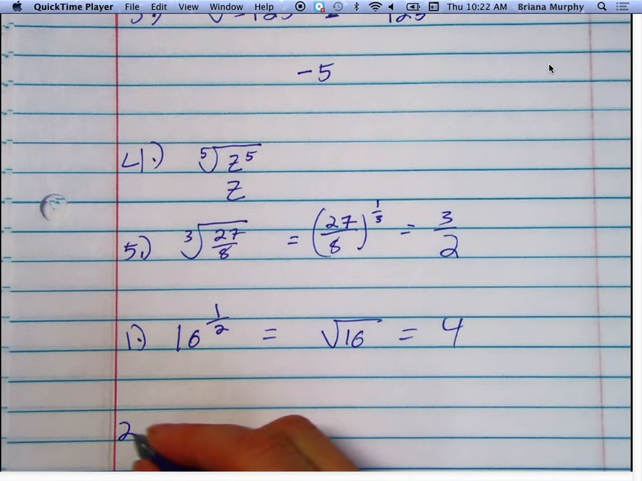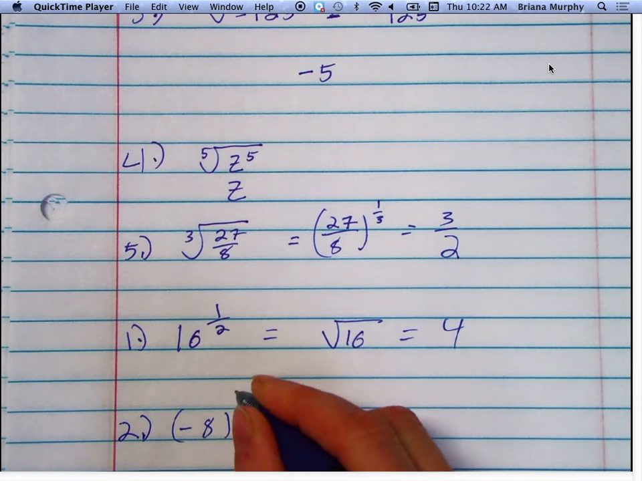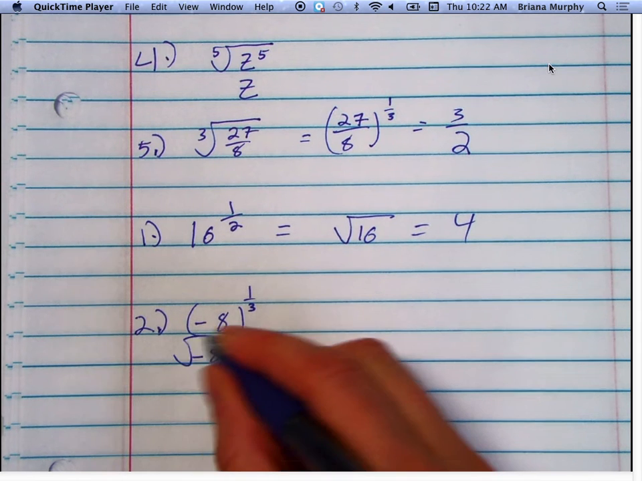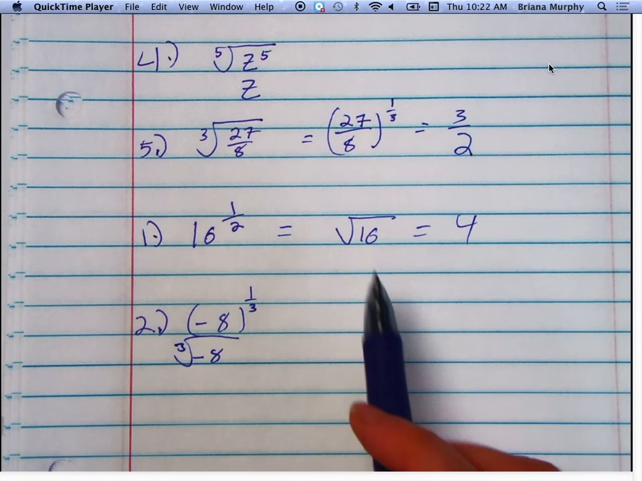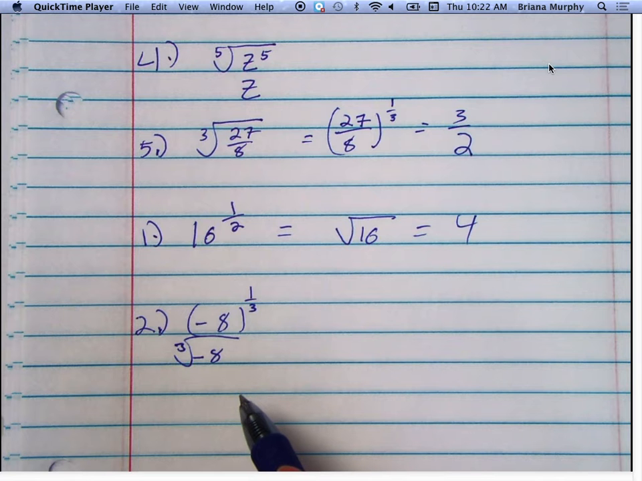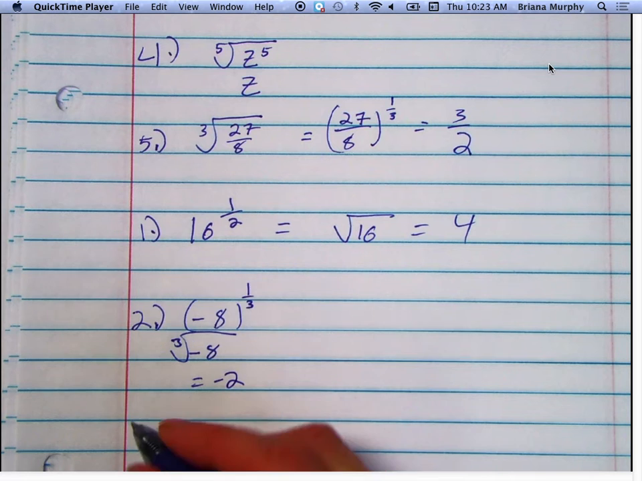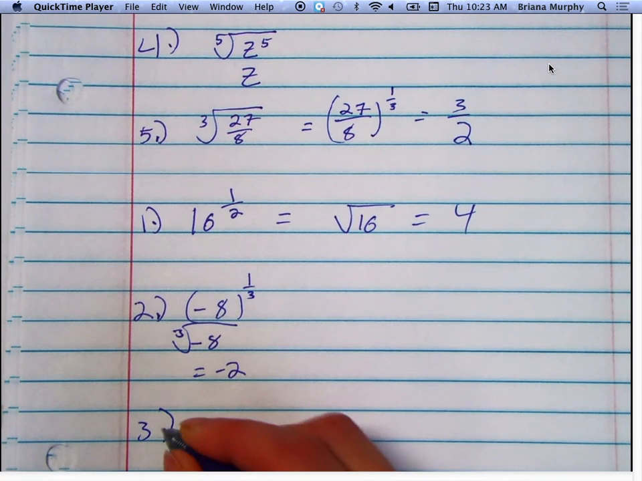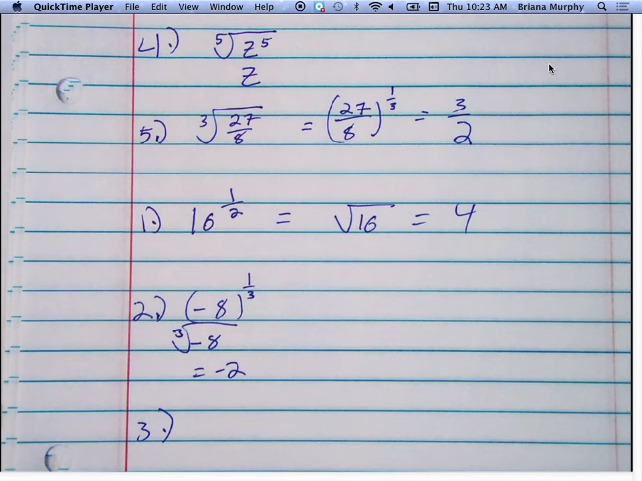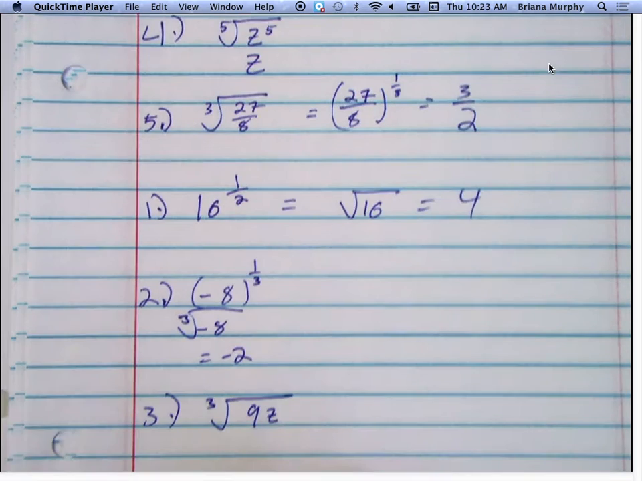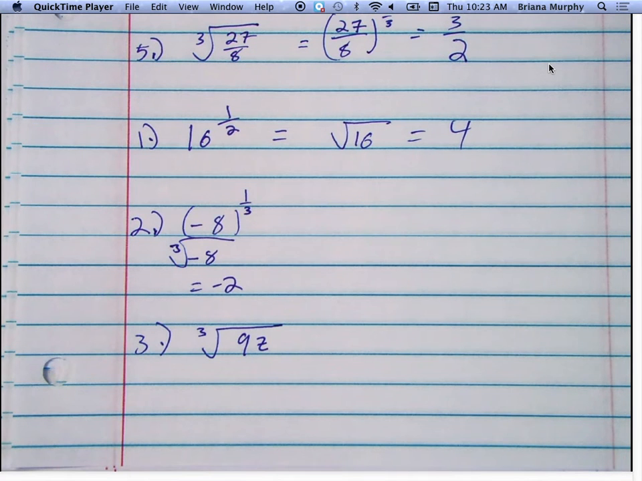Okay. What about negative 8 to the 1/3 power? What would that be in radicals? Negative 8 cube rooted. Yes. What's the cube root of negative 8? What times what times what gives me negative 8? Okay, ready? I'm going to stick some letters in there. 9z, but cubed rooted. What is that going to look like in radical form?